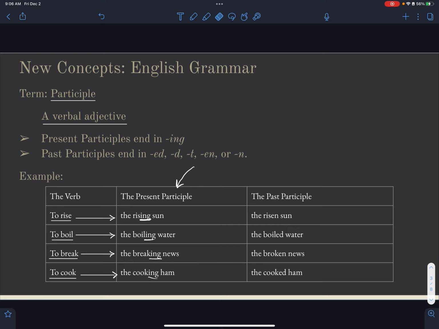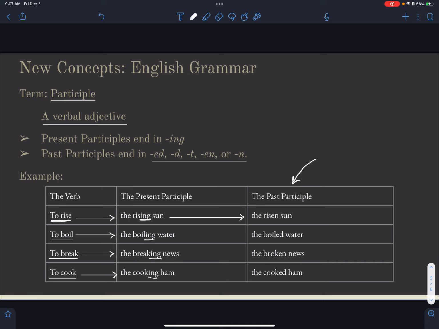Now, past participles. Let's move on to this column right here. Again, because English is kind of that language of exception, it's very weird. There are a lot of potential endings on these verbal adjectives, so just bear with me. To rise is our verb here, and that gives us the risen sun.